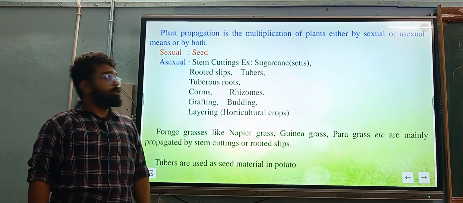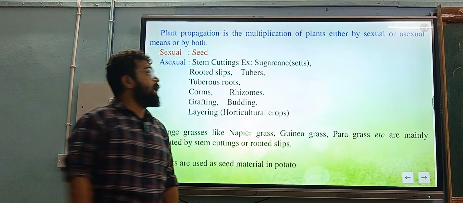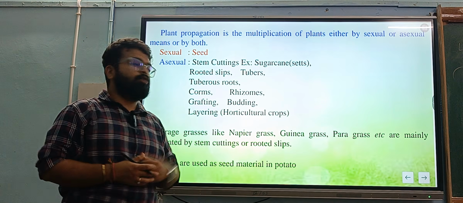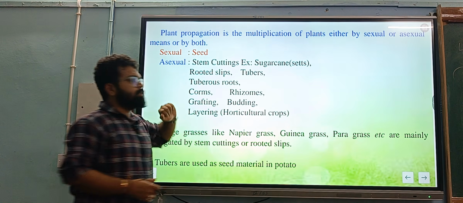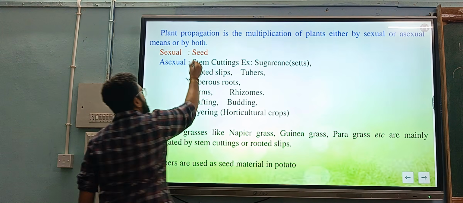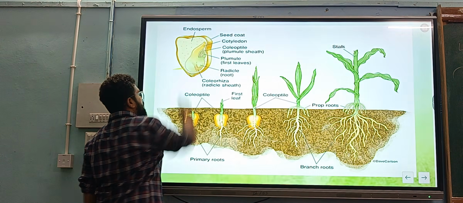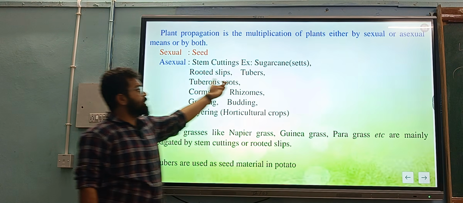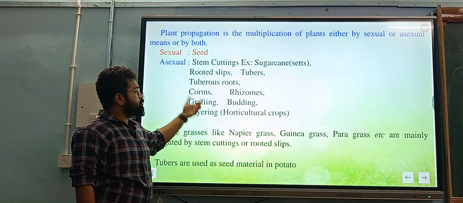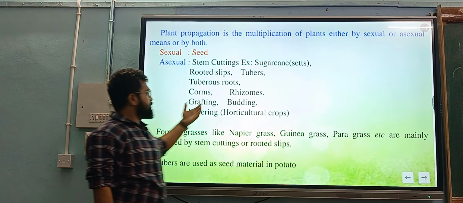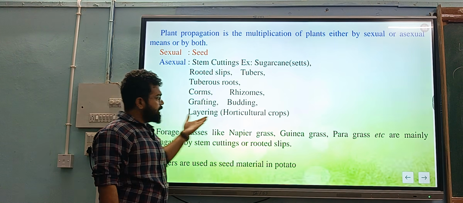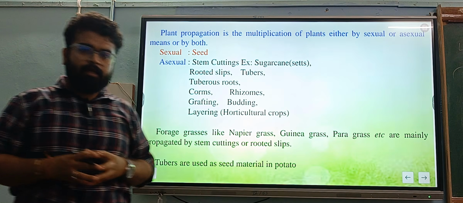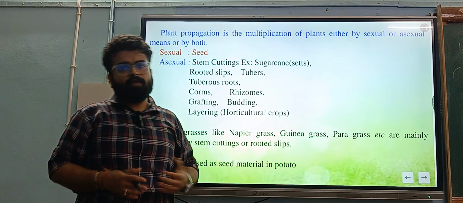Plant propagation is the multiplication of plants either by sexual means or asexual means. Sexual means is by seed, and asexual means is by stem cutting in the case of sugarcane. With respect to rooted slips, a good example is tuber, with tuberous roots or corms, rhizomes, grafting, budding, layering, in the case of horticulture crops. So the propagation of plant material can be done in both sexual and asexual ways.